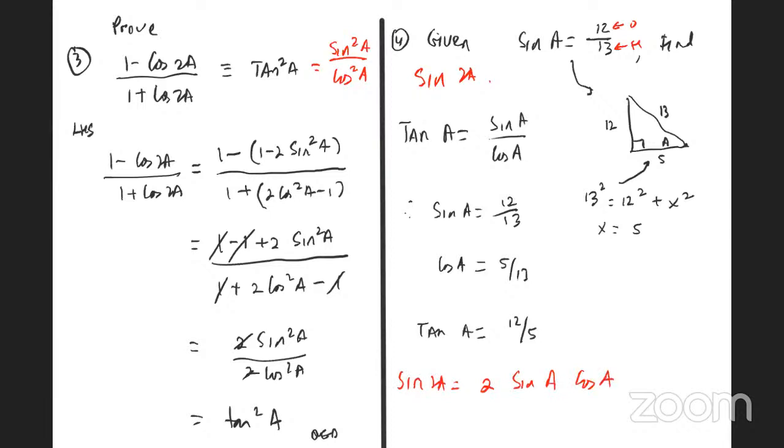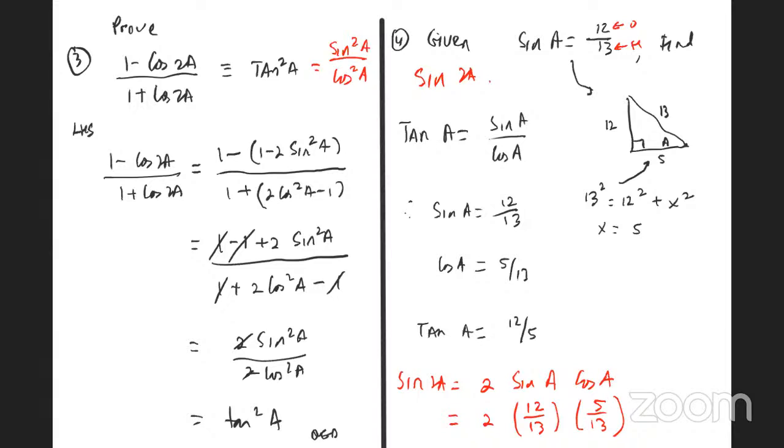So that's 2 sine A. We worked out sine A already. That's 12 on 13. And we worked out cos A, 5 on 13. And you're good to go. Just multiply it out and you're done.